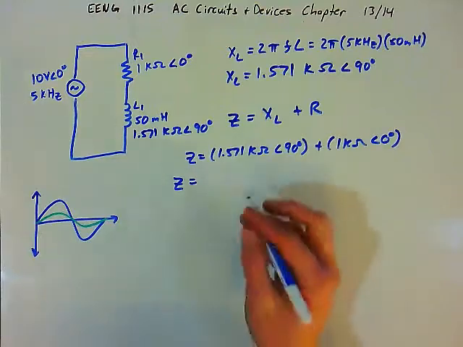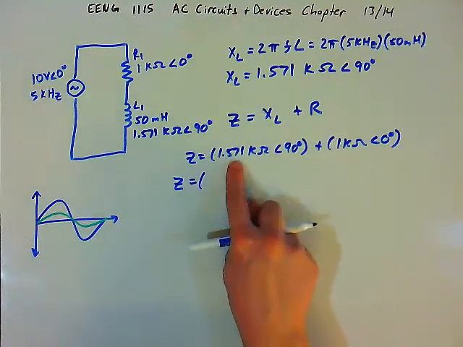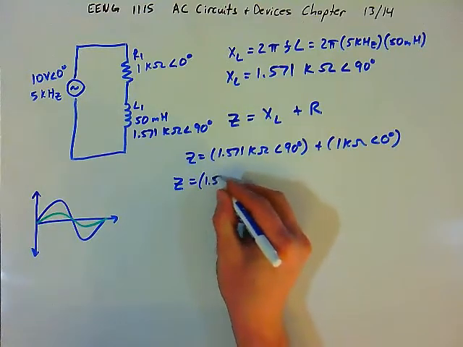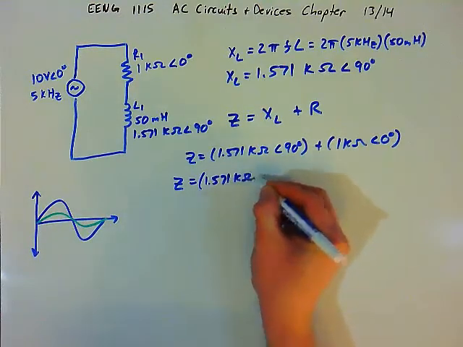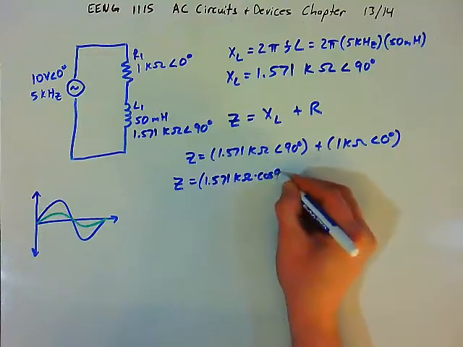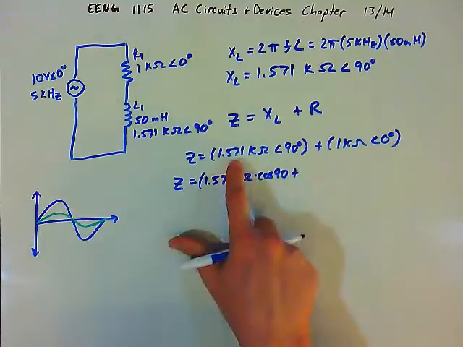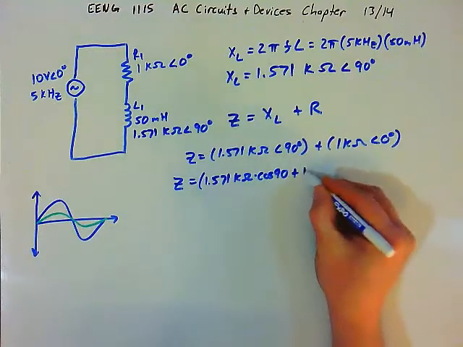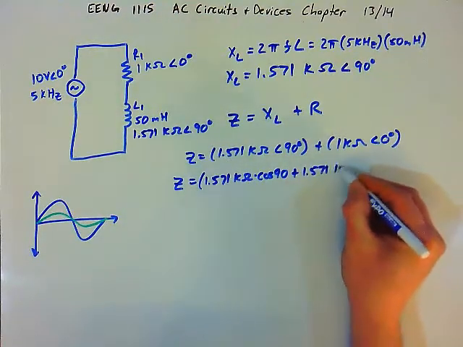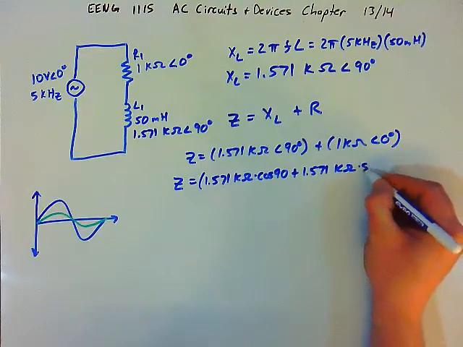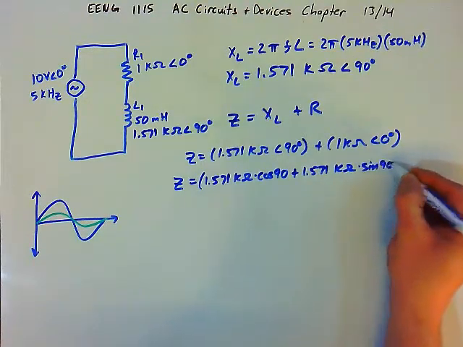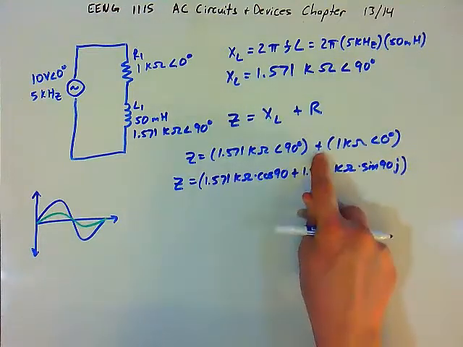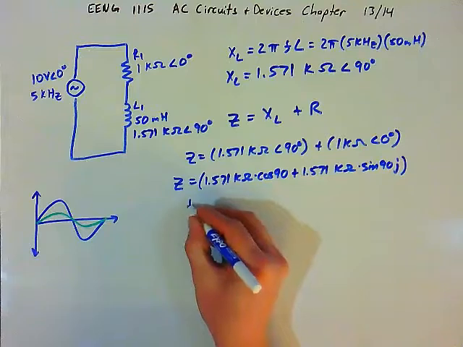The x component is always going to be the magnitude times the cosine of the angle. So the x component is 1.571 kilo ohms times the cosine of 90 degrees. The y component is going to be the magnitude times the sine of the angle. So it would be 1.571 kilo ohms times the sine of 90 degrees. And that'll be the j component of this vector. And then we're adding to this the resistance.